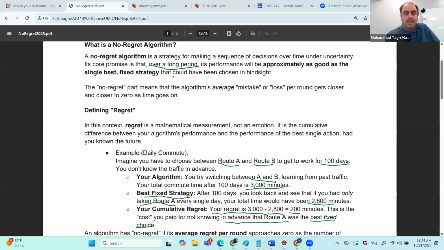So the regret is the cumulative difference between your algorithm's performance and the performance of the best single action. As we discussed, this is the best single action strategy that you could have chosen in hindsight. And by best single, I mean it can still be a mixed strategy. There is no need for it to be pure. What is your objective function? You try to minimize your regret.